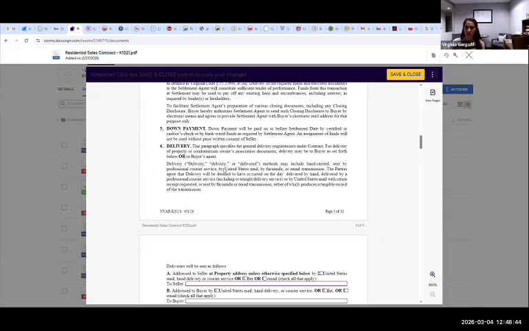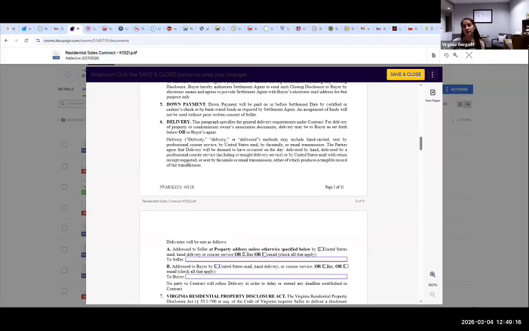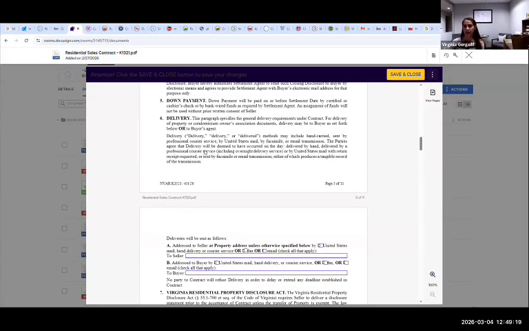Delivery, which is also delivery or delivered methods, may include hand carried, sent by professional courier services, by the US mail, fax, believe it or not, email transmission. The parties agree that delivery will be deemed to have occurred on the day of delivery by hand, delivered by professional courier, blah, blah, blah, either of which produces a tangible record of the transmission. So it doesn't mean acknowledgement, right? So if you say, well, you sent it to me 3 days ago, but I only acknowledge it today, as long as they have tangible record of transmission, that counts.